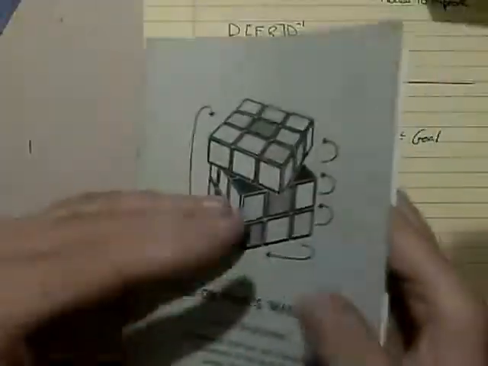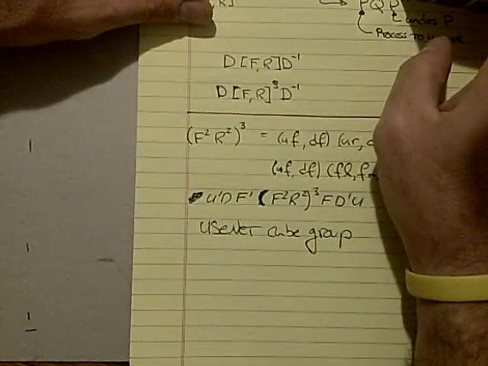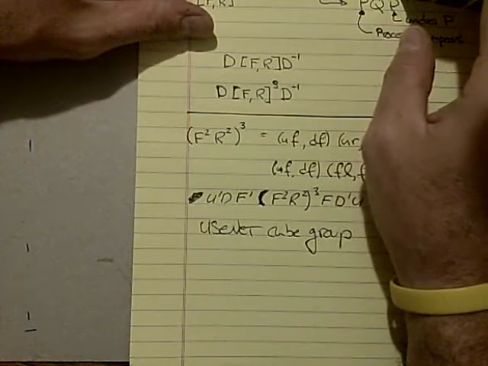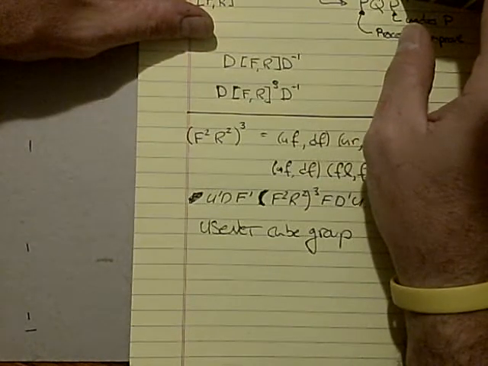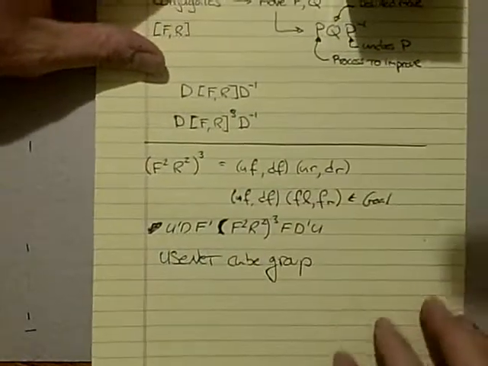And because some of these moves you discover by accident. You know, you start with commutators and conjugates, but sometimes you just do something and see what happens, and you find a particularly elegant move. But I don't want to overrun my 10-minute limit, so I'm going to stop the video right here.